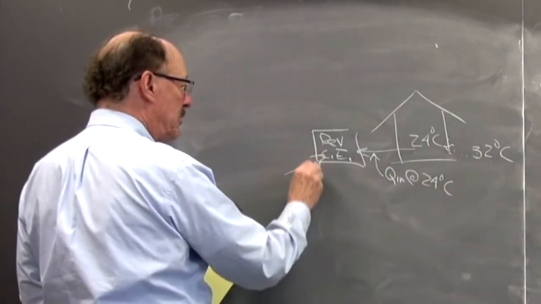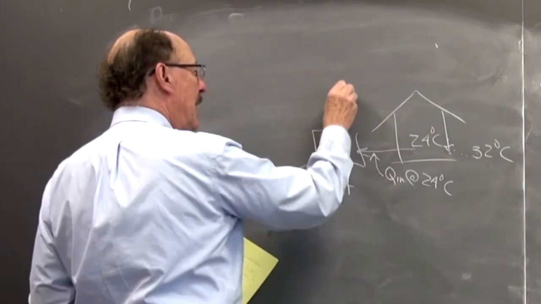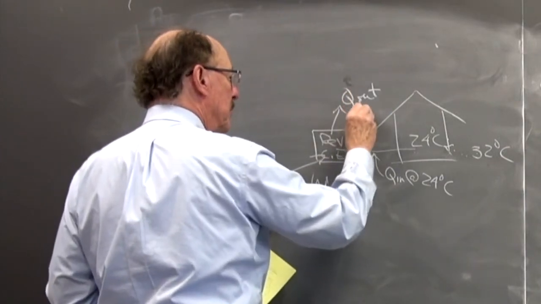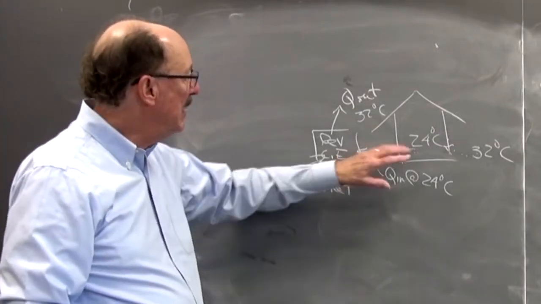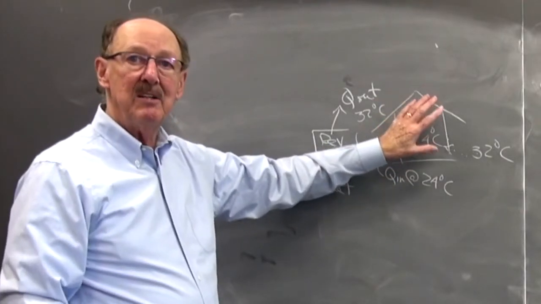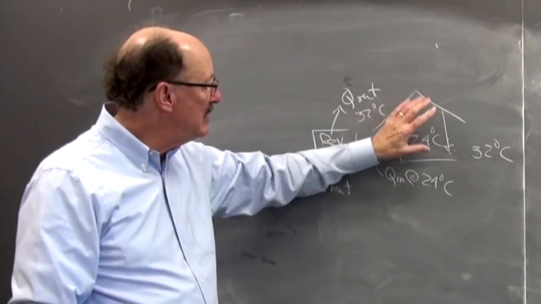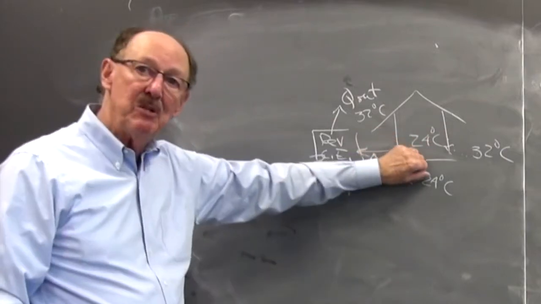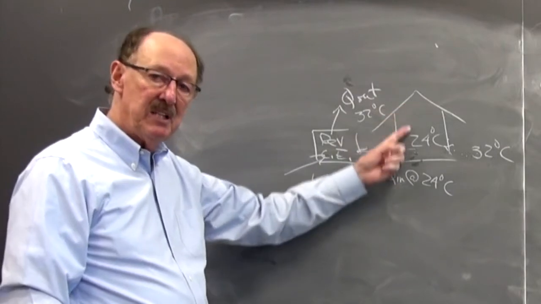Then I'm going to add work to it, W net, and I'll have Q out at 32. We're not assuming that there's any temperature difference, but basically another condition such as the cooling load on a refrigerator, the cooling load for air conditioning on a house, those are the things that determine the Q in. And basically if I wasn't removing that amount of heat, the house would heat up, would rise in temperature.